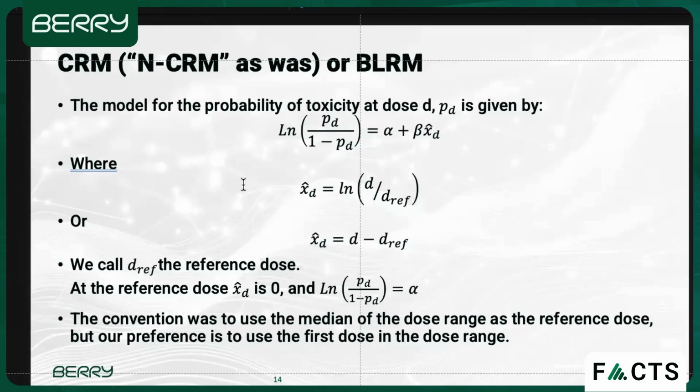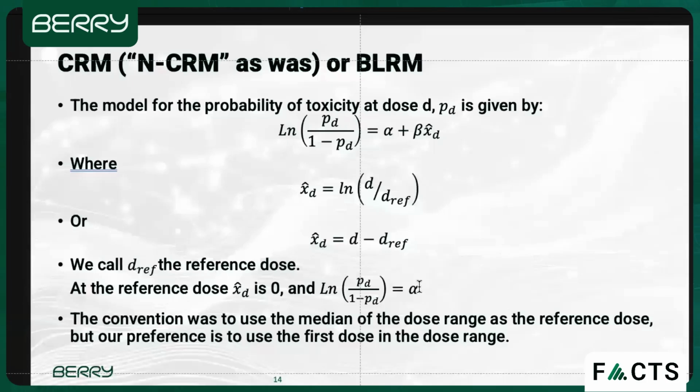And there are two options, in fact. One is the transformation in the Neuschwander paper, log D over a reference dose, or you can simply have the difference between D and a reference dose. In both settings, should the reference dose actually be a dose in your dose range, then of course the X-hat will be 0 and the logistic will be estimating that dose simply based on the value of alpha.